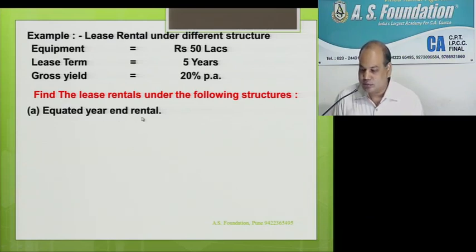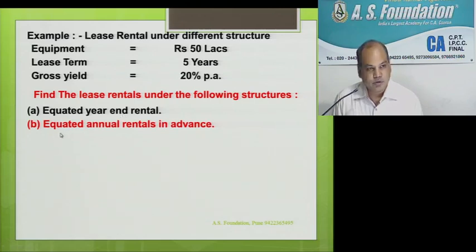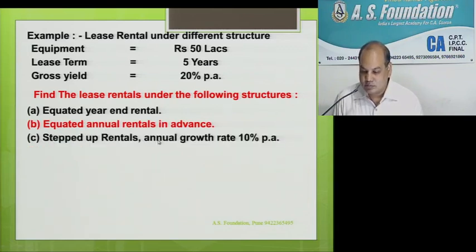Equated year-end rental. This is the simplest. So 50 lakh rupees you have to recover in 5 years, which should give you a rate of return of 20%, charging equal rent every year. B is equated annual rental in advance. These two questions are same, but here the lease rental will be received at the end of the year, here at the beginning of the year. So here the annuity factor of 1 to 5 you will take. Here annuity factor of 0 to 4 you will take.